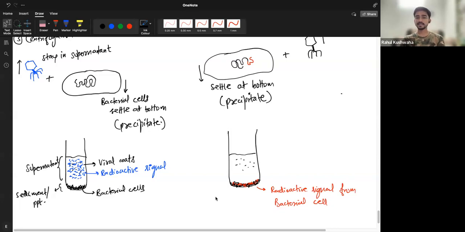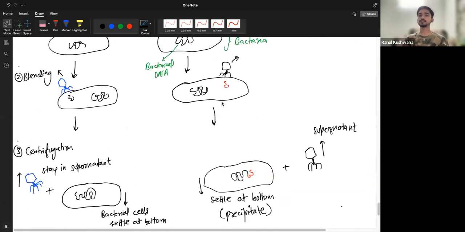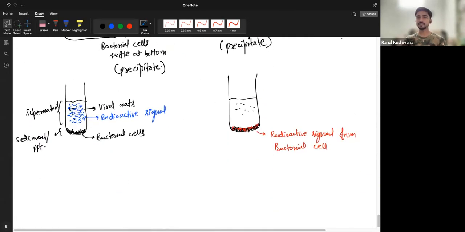So they checked and realized that indeed the radioactive signal was coming from the cells which settled at the bottom in the case where phosphorus was labeled, and in the case where sulfur was labeled, the signal was not coming from the bacterial cells; it was coming from the supernatant, the liquid. So this proved that protein does not enter the bacterial cell from a virus; it stays out. DNA enters inside, and whatever enters inside we know is the genetic material. A virus only sends its genetic material inside, right? So this experiment proved that DNA is the genetic material and not the protein.